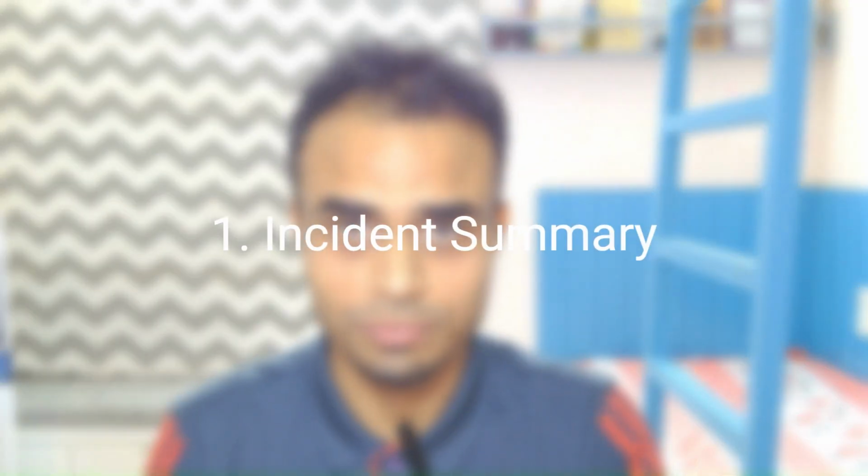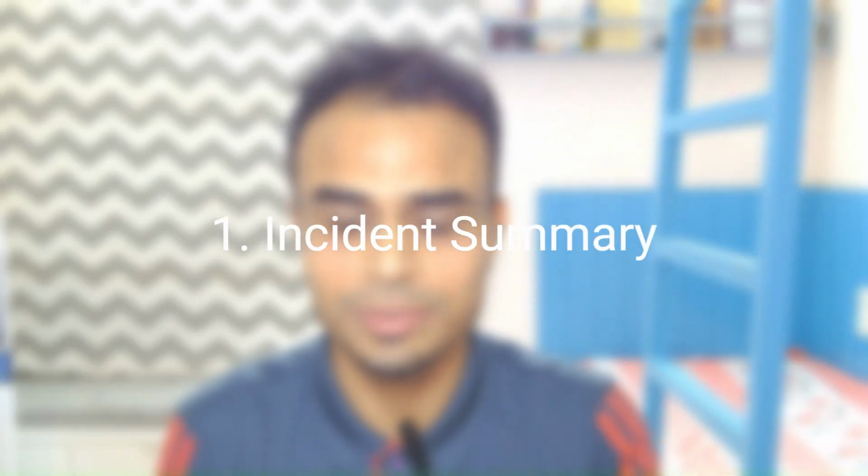Number 1 is the incident summary. The incident summary is a brief overview of what happened, right? We have to keep things to the point. It has to be concise. For example, on January 3rd, 2025, from 2 p.m. to 3 p.m. UTC, our e-commerce platform experienced a major outage, preventing customers from completing transactions. So this is an incident summary. It has to be very concise and to the point, right?